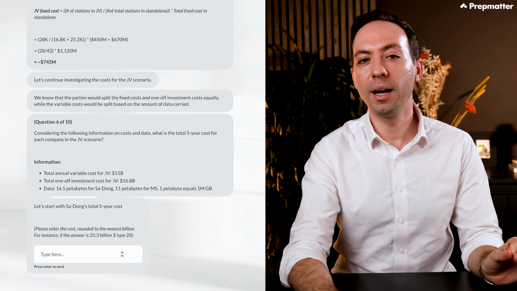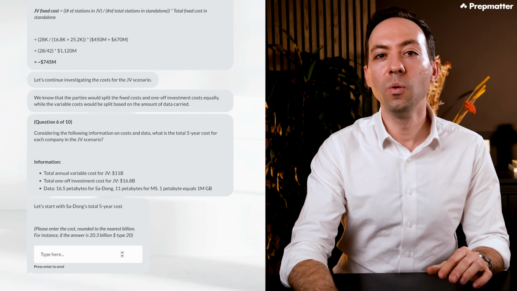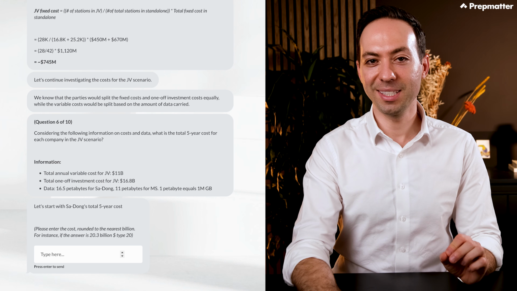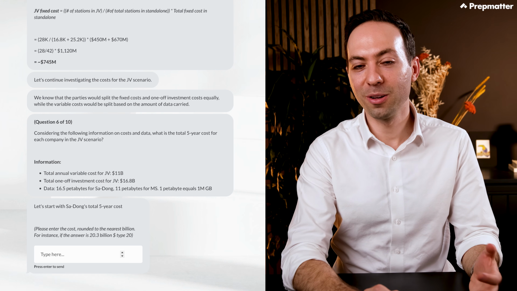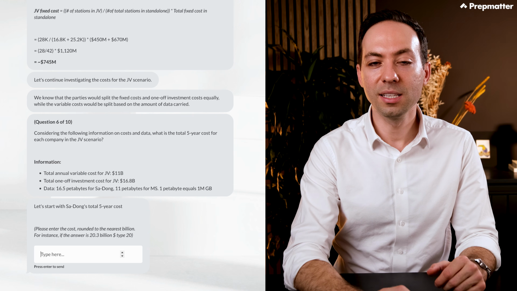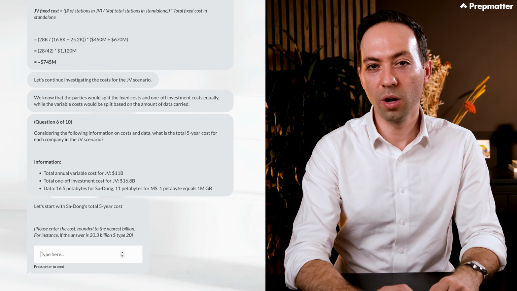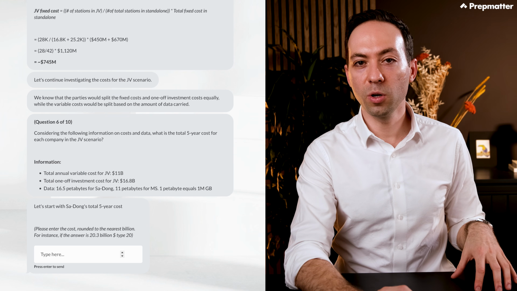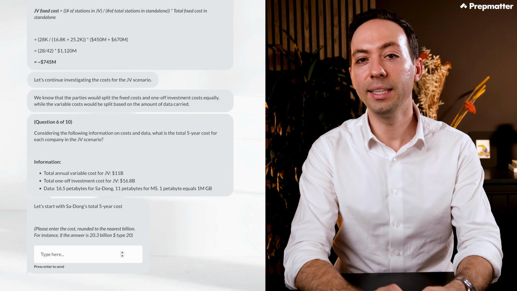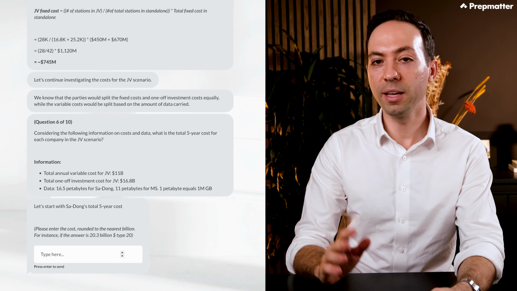16.5 divided by 27.5, we get a really nice ratio of 60%. So Sadong's annual variable cost is 60% of $11 billion, which is $6.6 billion. To calculate the 5-year total costs, we already know the initial investment costs, but we need to multiply each annual fixed and variable cost by 5.